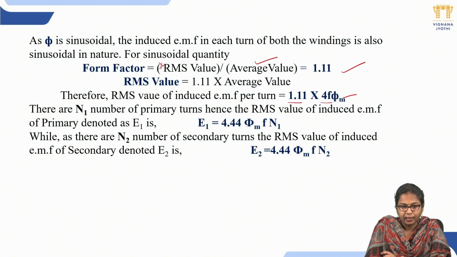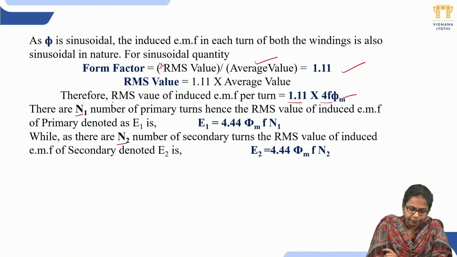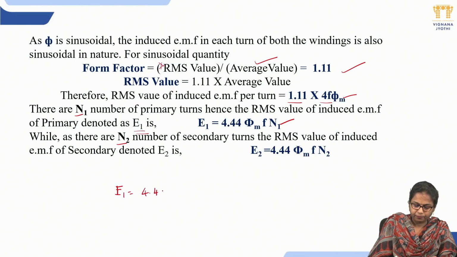So here we have considered N1 to be the number of primary turns and N2 to be the number of secondary turns. Thus, from the RMS equation of the primary induced EMF, E is equal to 1.11 into this into the number of turns on primary. So finally we got E1 is equal to 4.44 into flux into frequency into N1, the number of turns.